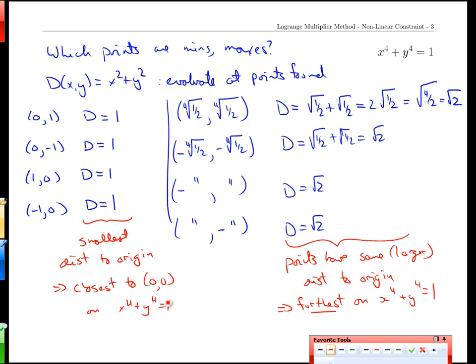And that completes the analysis, simply by comparing the function values at these 8 points here with a lot of symmetry. We've identified that these coordinates here will be the furthest of the points that satisfy this equation, and these will be the closest.